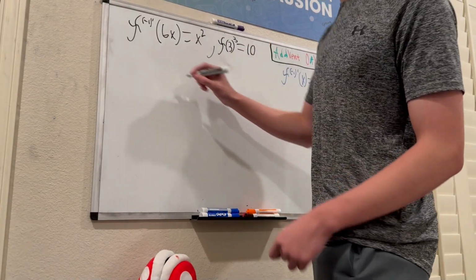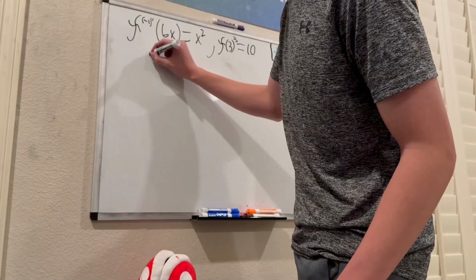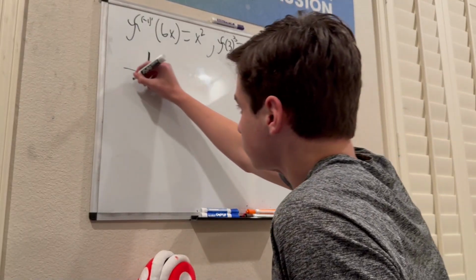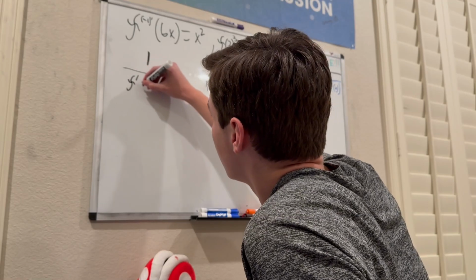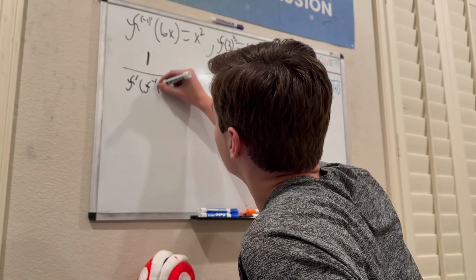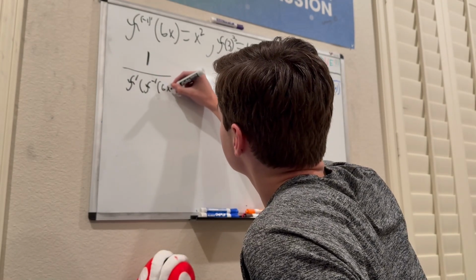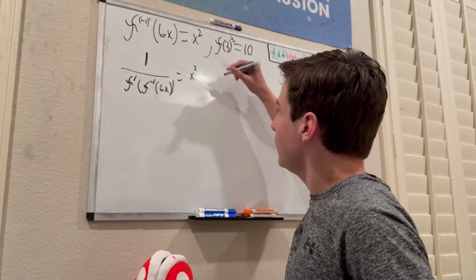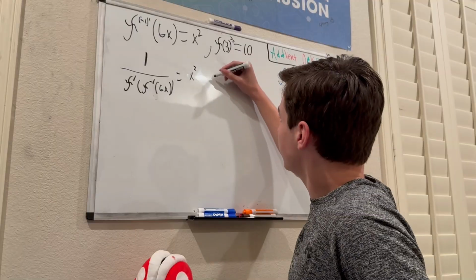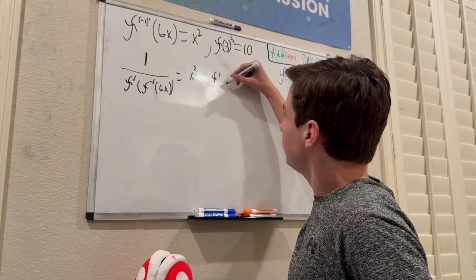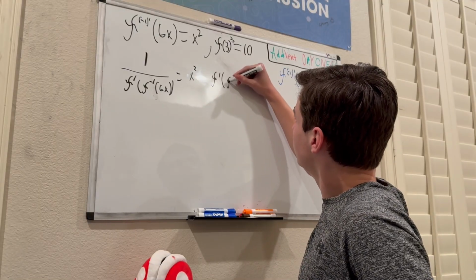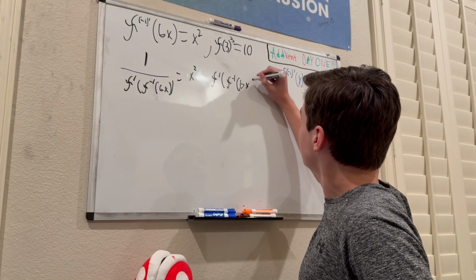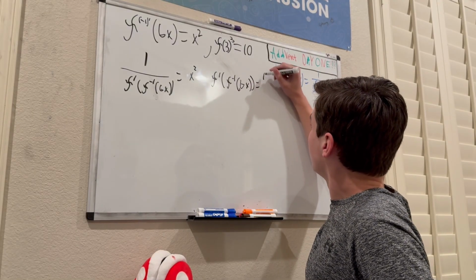And using that, we can quickly rewrite what we have right here as 1 divided by f prime of f negative 1 of 6x. And this is going to be equal to x squared. And we can take reciprocals of both sides, and we get the f prime of f negative 1 of 6x is going to be equal to 1 over x squared.